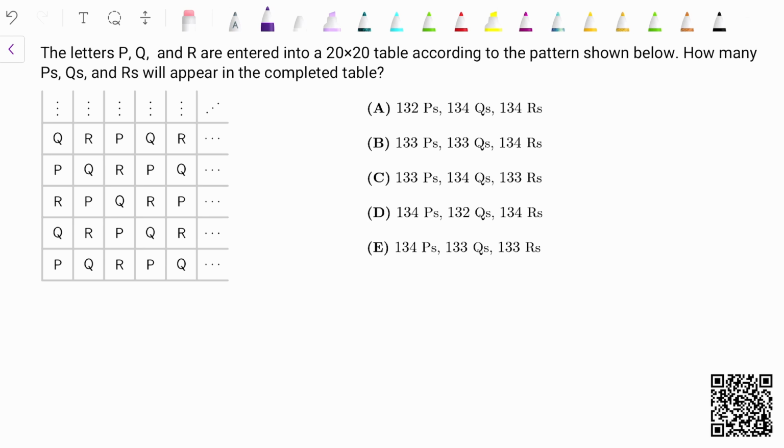Problem number 16 of the 2023 AMC8. The letters P, Q, R are entered into a 20 by 20 table according to the pattern shown below. How many P's, Q's, and R's will appear in the completed table?